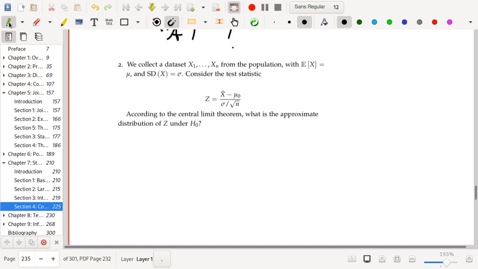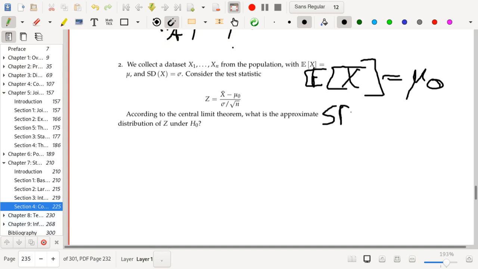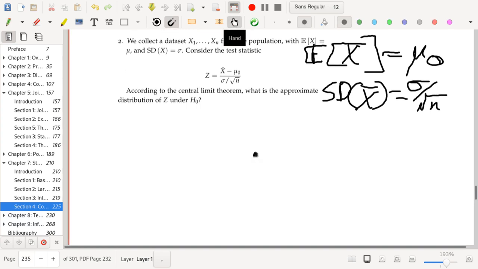So according to the central limit theorem, what is the approximate distribution of z under the null hypothesis? Well, the mean of x bar is going to be mu naught if the null hypothesis is true. And the standard deviation of x bar is going to be sigma over the square root of n, which doesn't really depend on what the null hypothesis is. That's always what it's going to be. So we're basically assuming that we know what sigma is, which is an unrealistic assumption, but whatever.